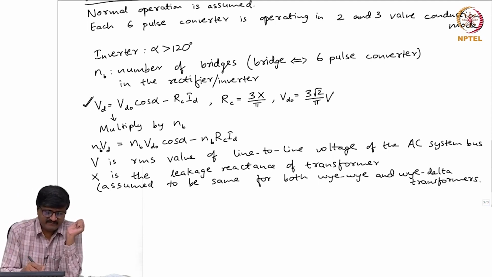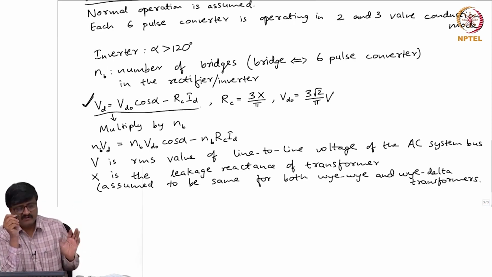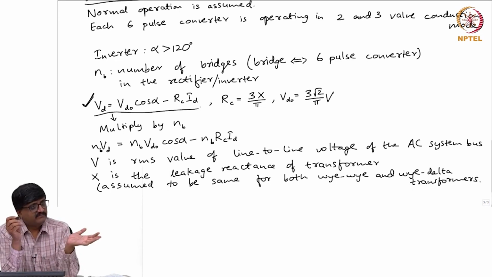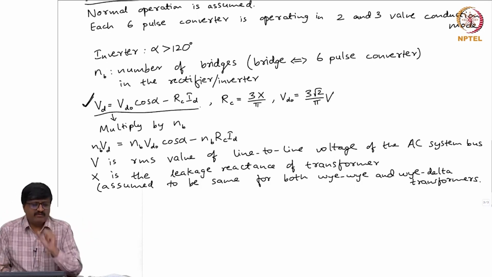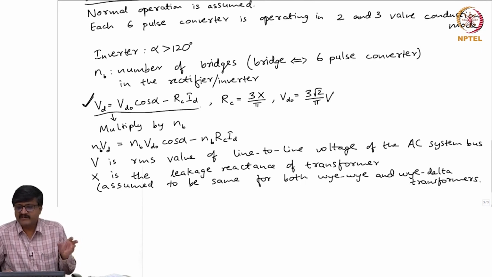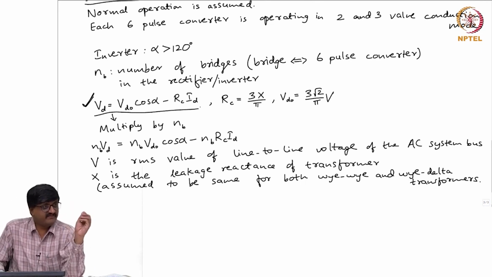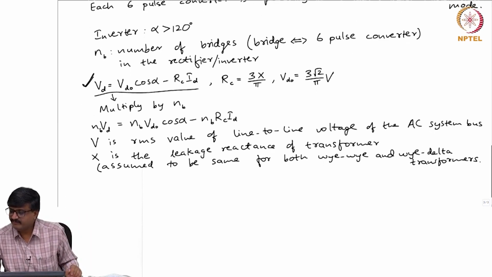So what I am trying to say is this particular equation is applicable for all the bridges. Since it is applicable for all the bridges, if I just multiply the equation by NB, I get a resulting equation which is applicable for the rectifier side or inverter side. But one point to note is that when we consider both rectifier as well as inverter, we need to take into account that the AC side system voltages can be different on the rectifier side and inverter side. So let us see how to analyze this.